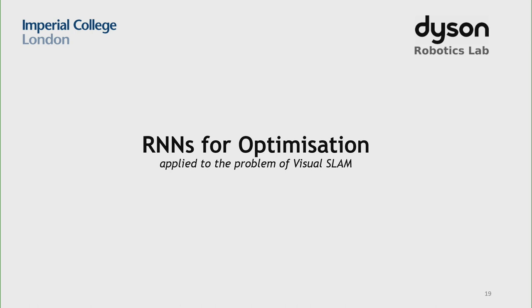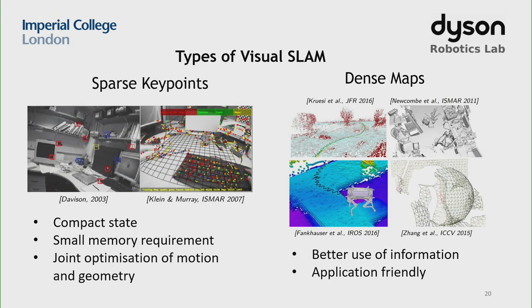So now we're going to look at how we can actually incorporate optimization models into the RNN approach. So what we were doing in the previous part of the talk was just estimating the motion of a device, but we didn't really care about what the space which it was moving through looked like. So what we're going to look at now is how we can actually map the world as well as estimate the motion of the device at the same time in a problem which is known as SLAM, or simultaneous localization and mapping.